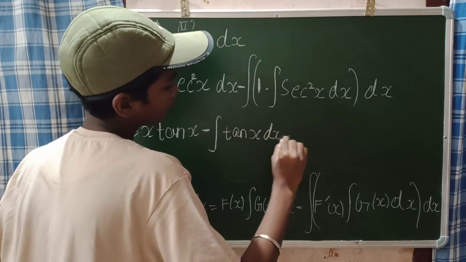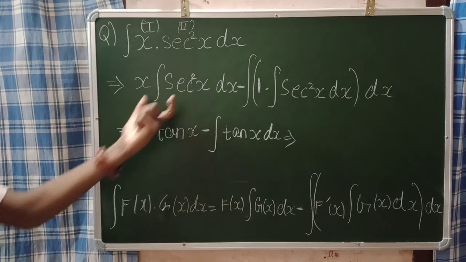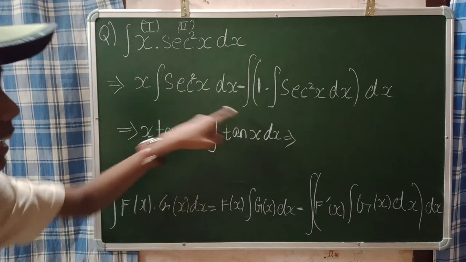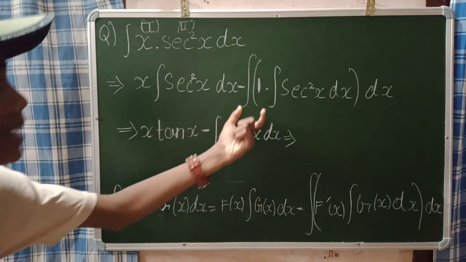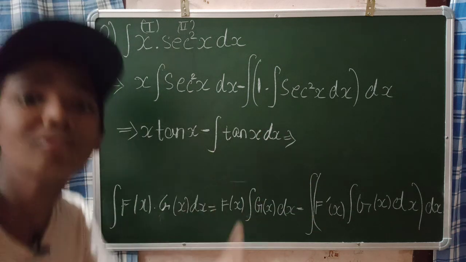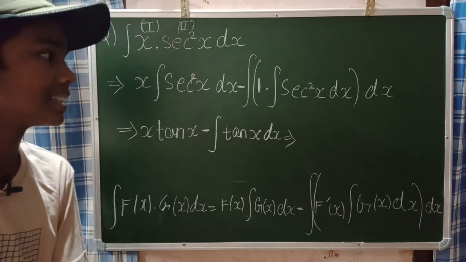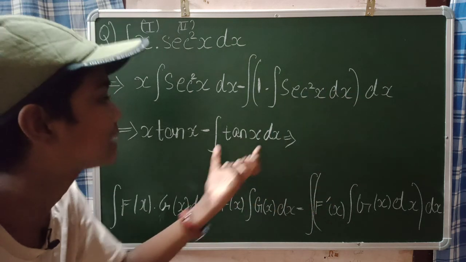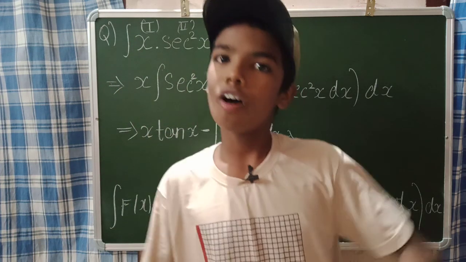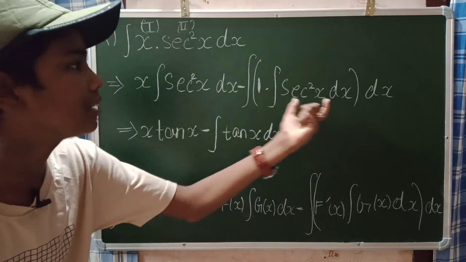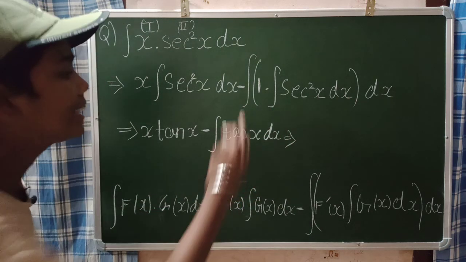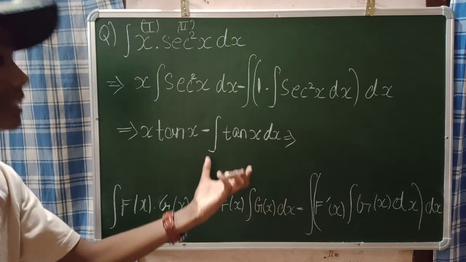So what I did is x stays x, then the integral of sec² x dx is nothing but tan x. That's your integration formula. Then this big integral I wrote: 1 into the integral of sec² x dx. Again, the integral of sec² x dx is tan x, your basic formula of indefinite integration. So 1 into tan x is tan x dx. So the integral of tan x dx is what we have in the second expression.